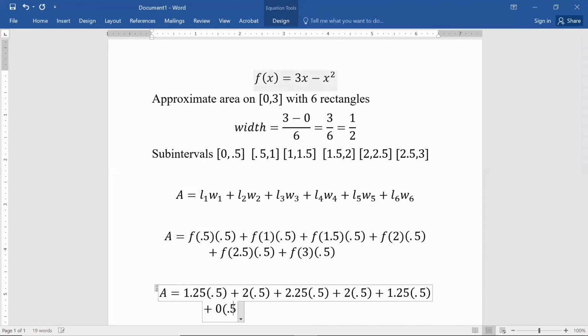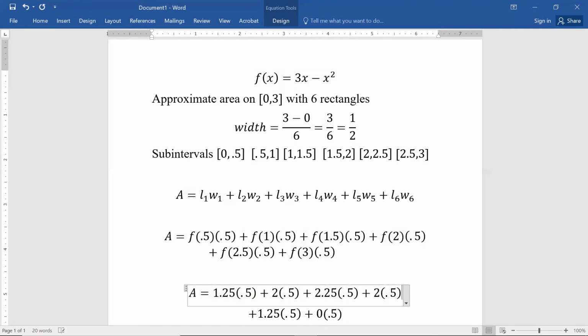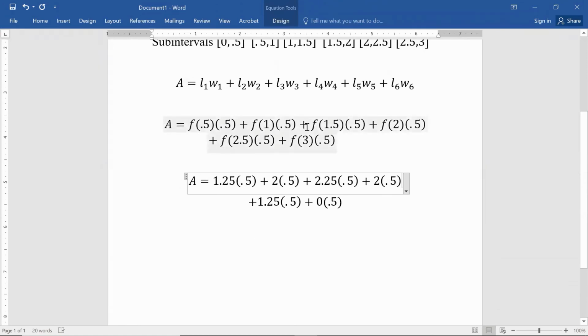And lastly, if you plug in 3 into this function, you get a height of 0. So this last area is going to be 0 times 0.5. I'm going to make this sort of match up with the others. So we have 6 areas, 6 little areas that we're adding up to get an approximation for the signed area that we're trying to approximate.